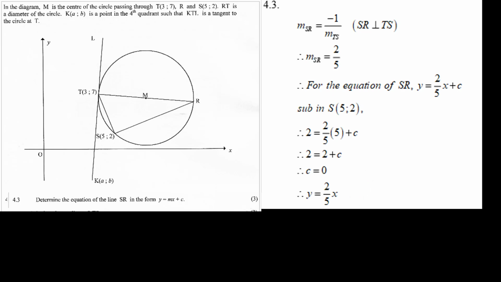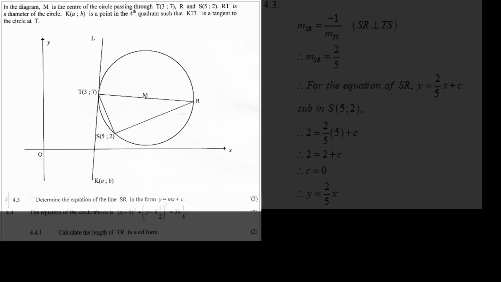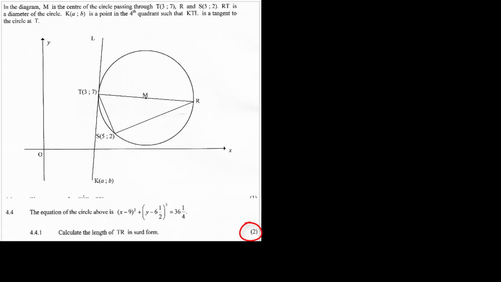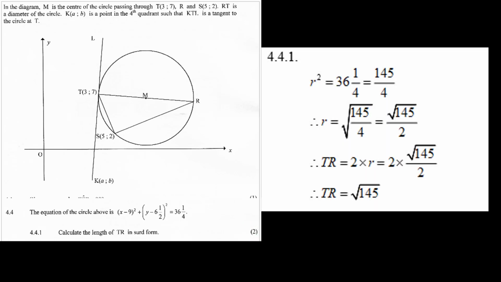Question 4.4.1. For 2 marks, calculate the length of TS and display it in surd form. From the equation for the circle, we have that r squared equals 36 and 1 over 4, or r squared equals 145 over 4. Therefore, r is equal to the square root of 145 over 4, or r equals the square root of 145 over 2. Now, TR, the diameter, is 2 times the radius, or TR equals square root of 145.